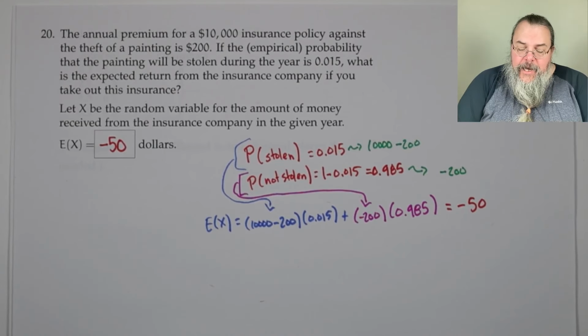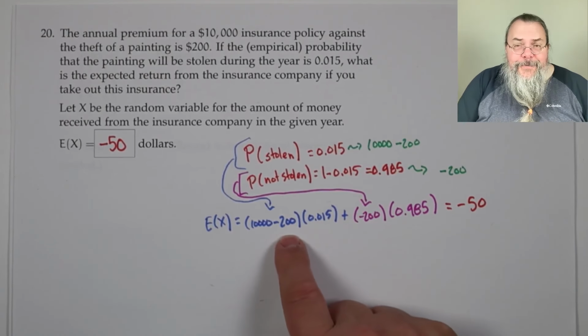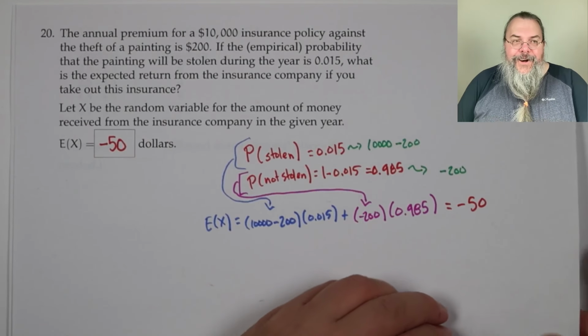There you go. I think the one thing that people can commonly make a mistake on is forgetting this minus 200. So don't forget it. Be smart. Remember it. Okay.